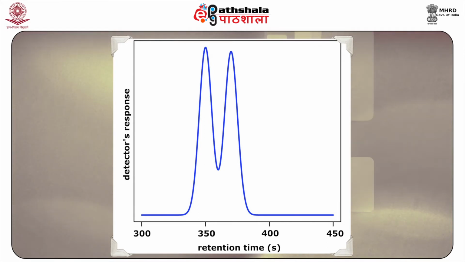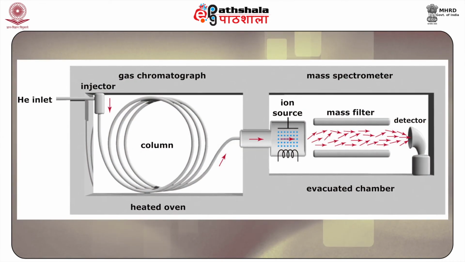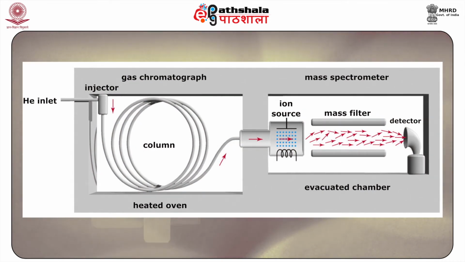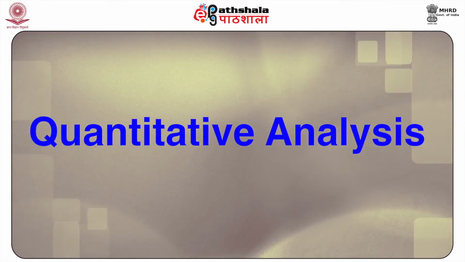Qualitative analysis is based on retention time, that is, different sample components can be identified. The peak patterns remain constant for a given component if the operating conditions are kept constant. In modern applications, GC is connected to a mass spectrometer which acts as a detector to complement gas chromatography, or GCMS. Next is quantitative analysis.